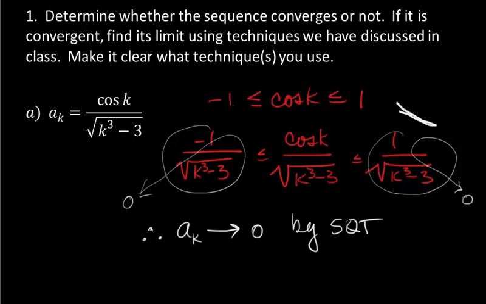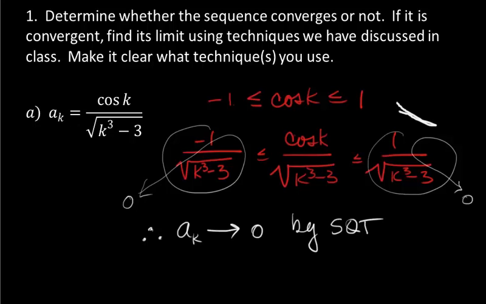So in the first example, we see cosine k, and that being our numerator is a good candidate for the squeeze theorem because it doesn't remain stable. It's always going between -1 and 1. So we write -1 less than or equal to cosine k less than or equal to 1, and then divide through by the denominator, which is positive, so the inequality signs remain in the same direction.